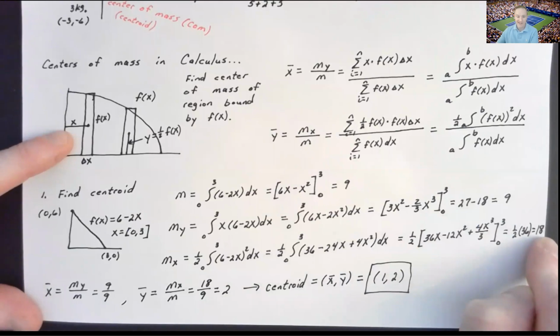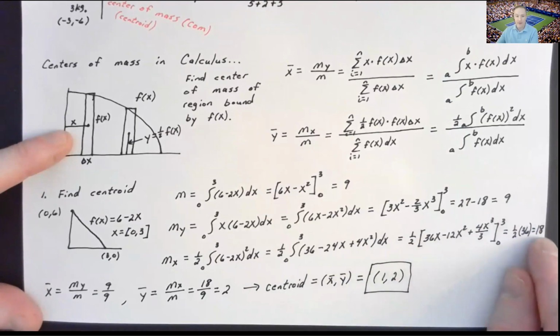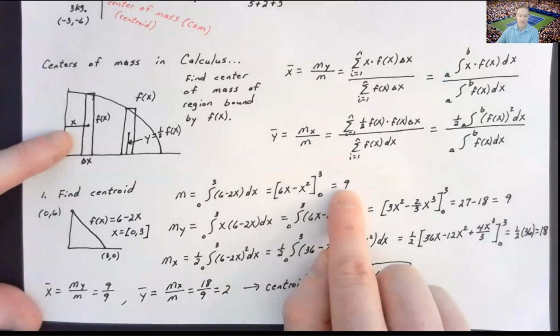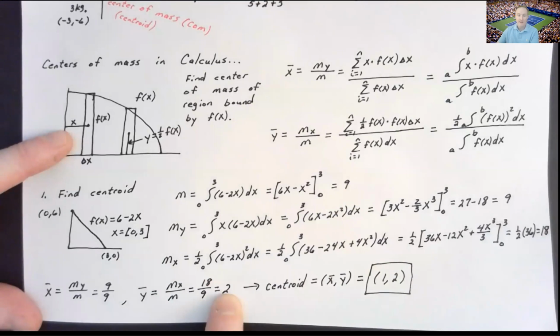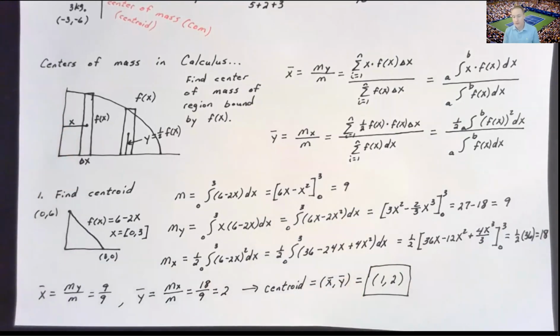1/2 times 36 gave me the moment about the x-axis was 18. Now, that led me to know that the average y value is the moment about the x-axis divided by the sum of the masses. 18 over 9 gave me an average y value of 2. Thus, I could say the centroid, or otherwise known as the center of mass, is x bar, y bar, your ordered pair (1, 2).